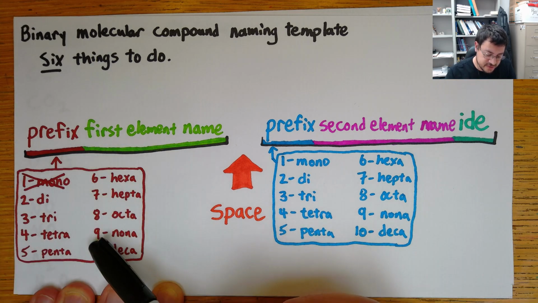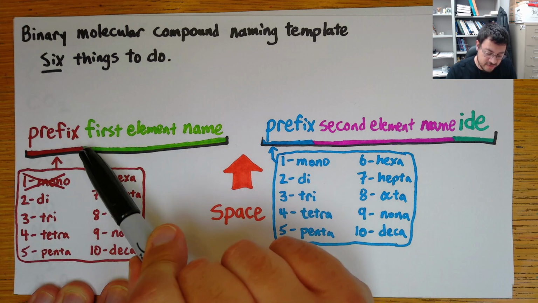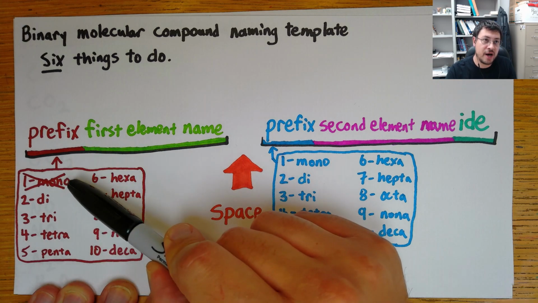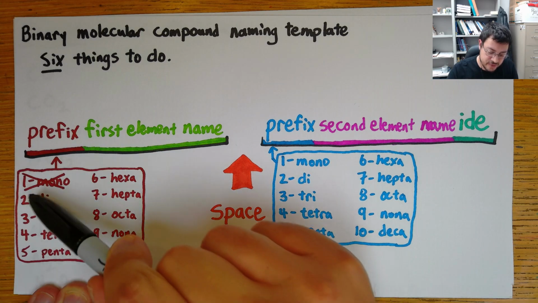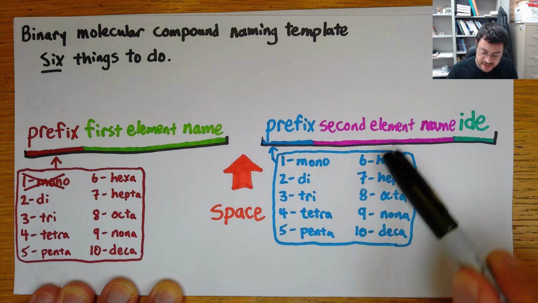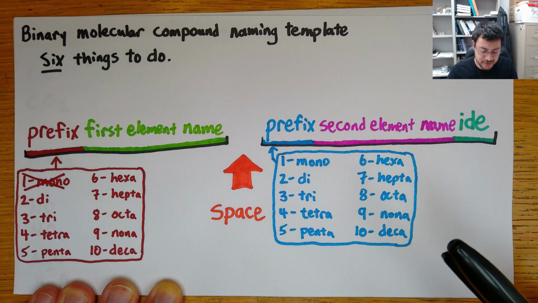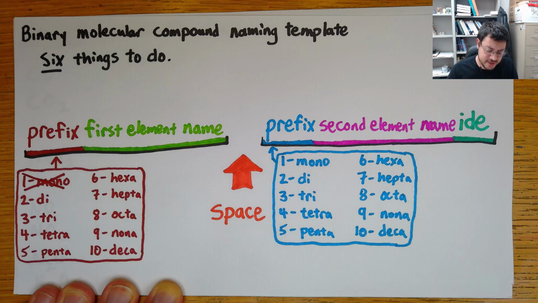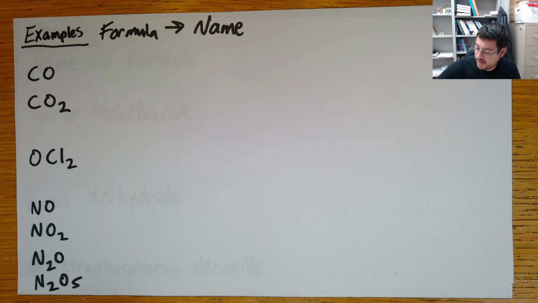As for prefixes, we're just going to stick with 1 through 10. If you have only one of the first element, you're not going to give it a mono prefix. That's why I have it crossed out there. But any other prefix, yes, go ahead and give it. And for the second element, it always gets a prefix, even if it's mono. There's corny jokes around this, like the first element doesn't want to catch mono or something like that. But the second element did. Whatever helps you memorize stuff. And that's the template. So let's just dive into examples.